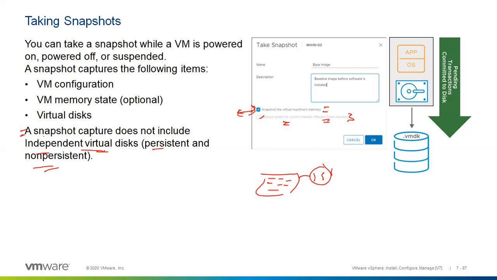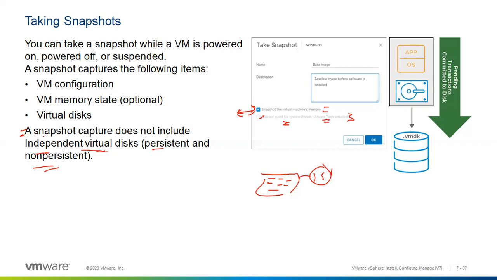If we enable that one, sir, the snapshot will take the whole memory, whatever execution was happening on the memory. So when you revert to that point, it will start from there only. Your memory contents would be available there.